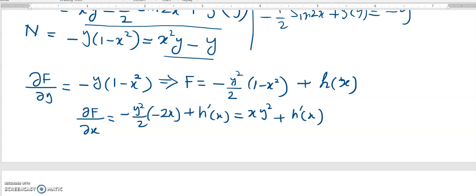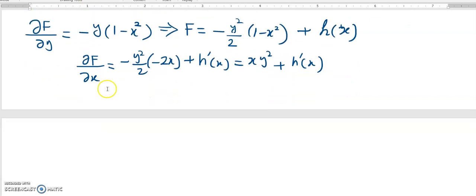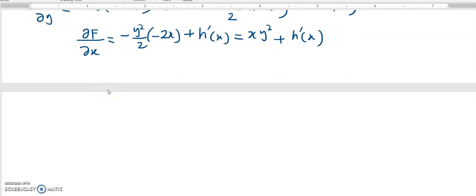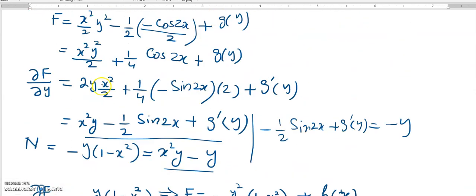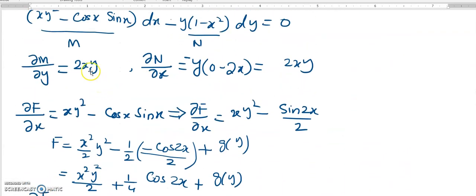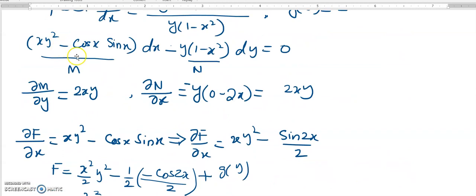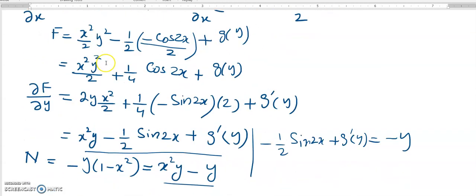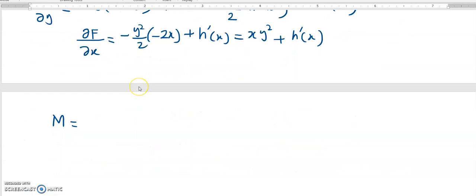So now I can compare it with M. Okay, so what is the M function? M function is xy square minus cosine x sine x. Okay, so xy square minus cosine x sine x.